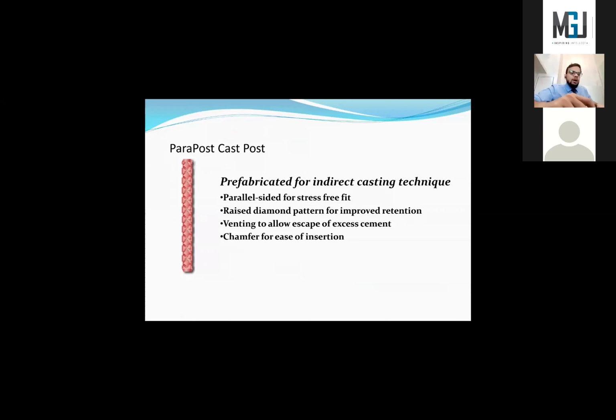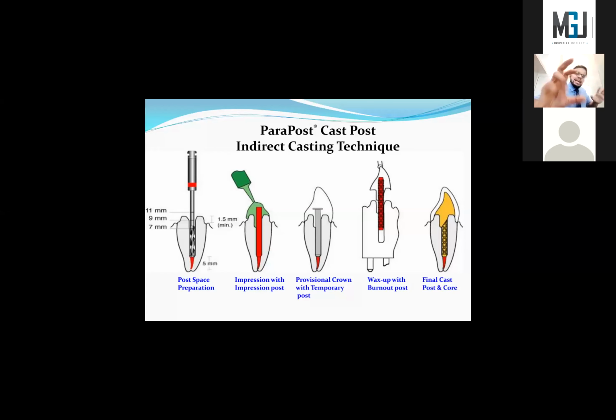Okay, now how do you basically have a custom made post which is fabricated? You have something called a parapost cast post. So this again comes from Coltene, which is used for the indirect casting technique. You have a parapost cast post which has vents to allow the escape of the excess cement, and it's parallel sided for a stress free fit. This is an exact diagrammatic representation of how you would do an indirect casting or a custom made post with the parapost technique. So you do your post space preparation with your drills.